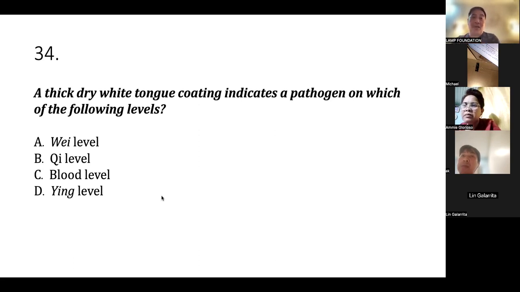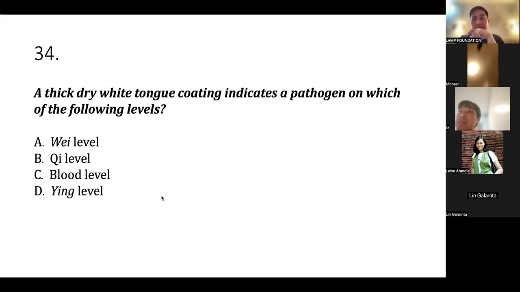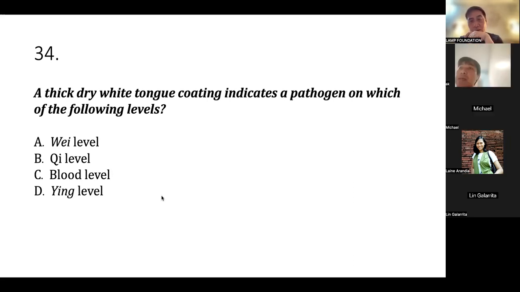Sa yin and blood level, anong kulay ng coating? Yin and blood heat level, yeah. May coating pa ba? No coating. Meron, Doc. Sigurado ka? Black or grayish? Red na yung coating. Walang coating. Okay, Doc. Kasi mainit na yin, di ba?